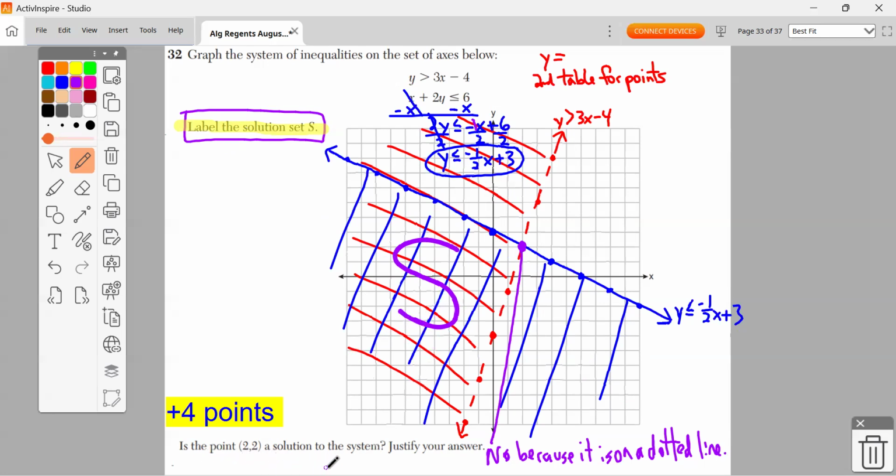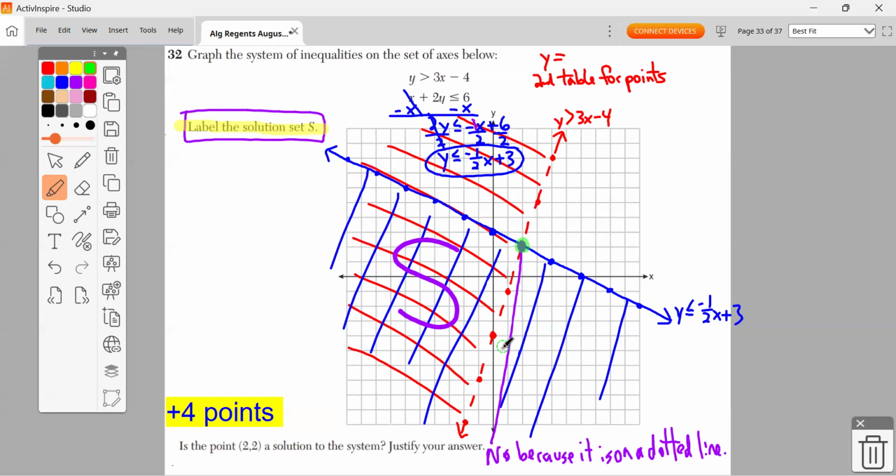Is the point (2, 2) a solution? Justify your answer. Here's the point (2, 2) right here. Let me highlight it so it stands out a little bit. This is the point (2, 2), over to 2, up to 2. Is that point a solution? The answer is no. Why?